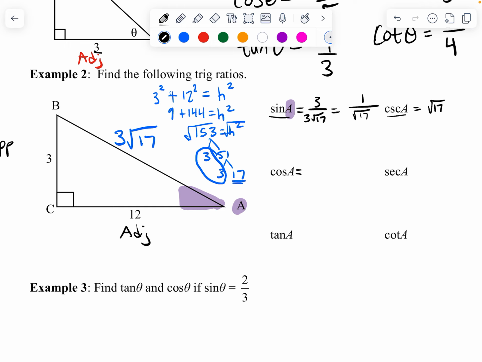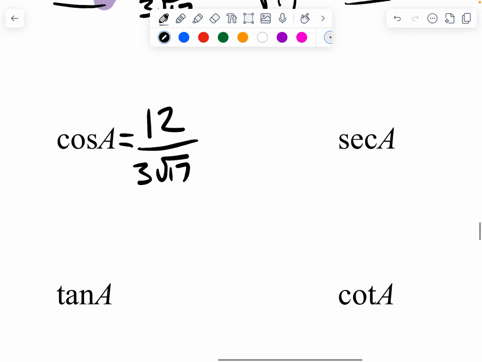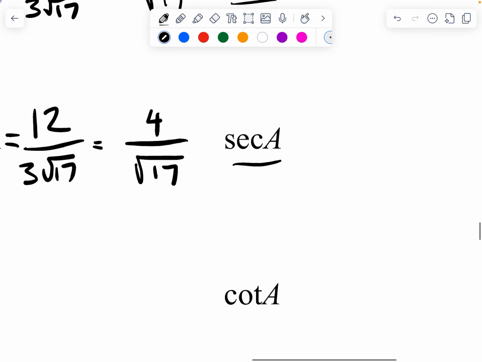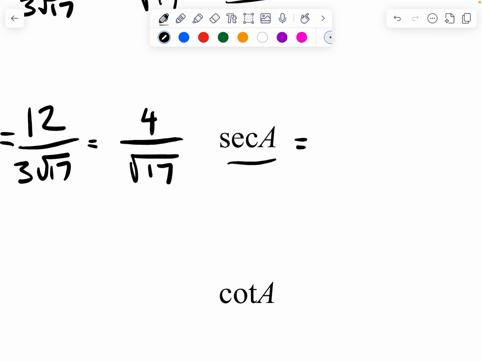Okay, cosine from the reference angle of A is the adjacent over the hypotenuse. The adjacent is 12, the hypotenuse is 3 root 17. That can simplify, right? 12 divided by 3 is 4, so we have 4 over square root 17. And then cosine's reciprocal is secant. So all I need to do is take that fraction and flip.